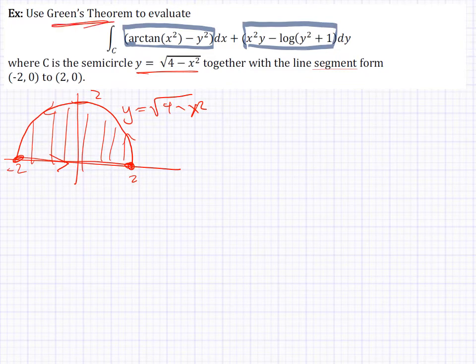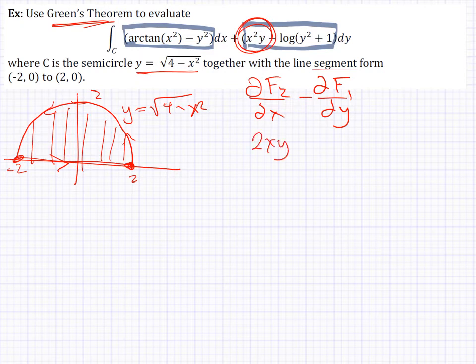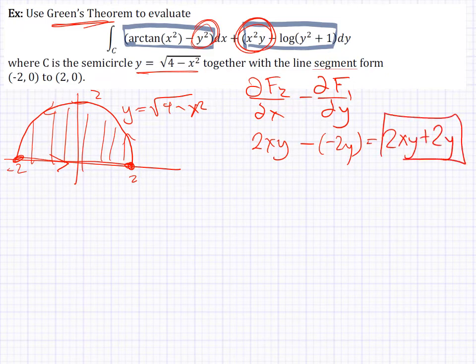So we want to calculate the partial of f2 with respect to x minus the partial of f1 with respect to y. So f2 with respect to x, this is the only piece that had x's in it, so that's going to be 2xy, minus f1 with respect to y, this is the only piece that has y's in it, so it'll be a minus 2y. Double negative makes it a plus, so 2xy plus 2y. So that's what we're going to integrate.